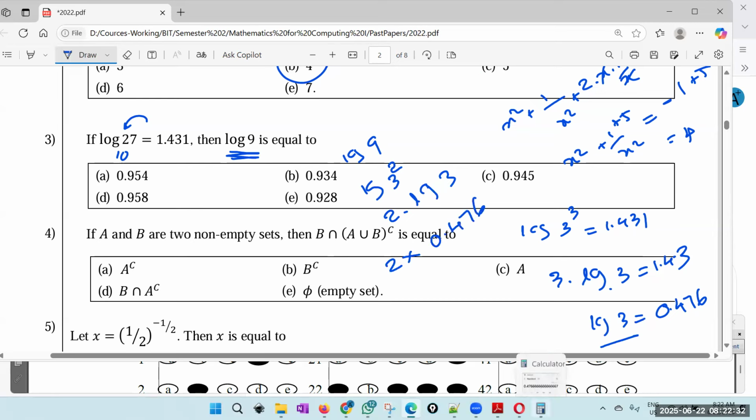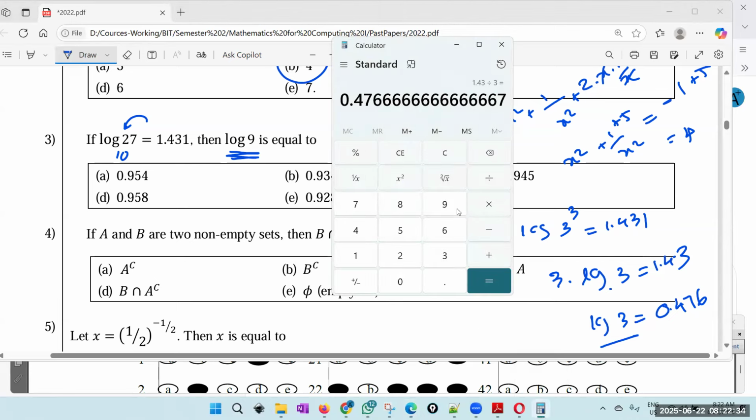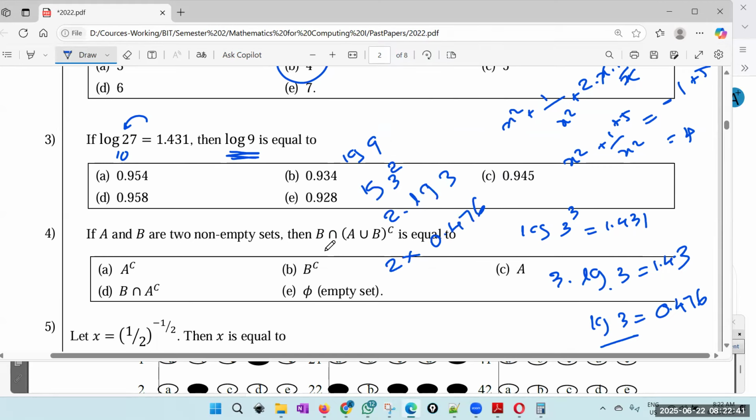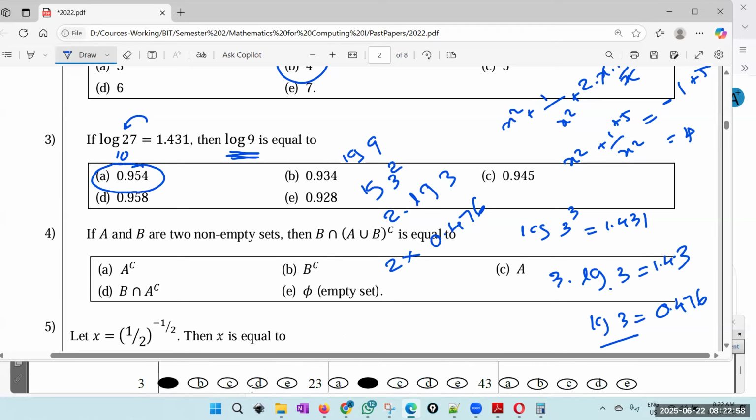I think your approach is correct. So 0.476 into 2 is 0.9533. Is that your answer? Yeah, maybe 0.954. Okay, right. I think that approach is correct, that approach is logical. So what is the answer given? Yes, A. So that approach is correct. You don't need the actual base.